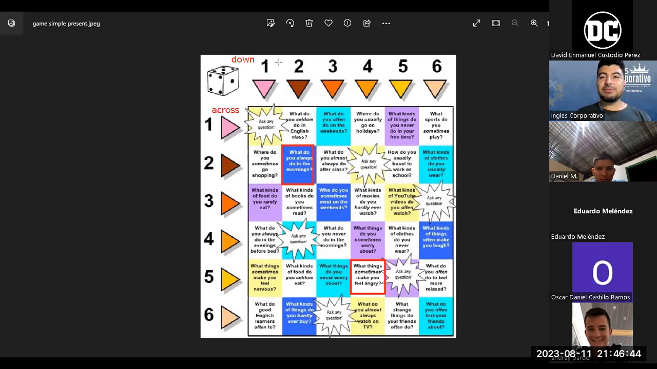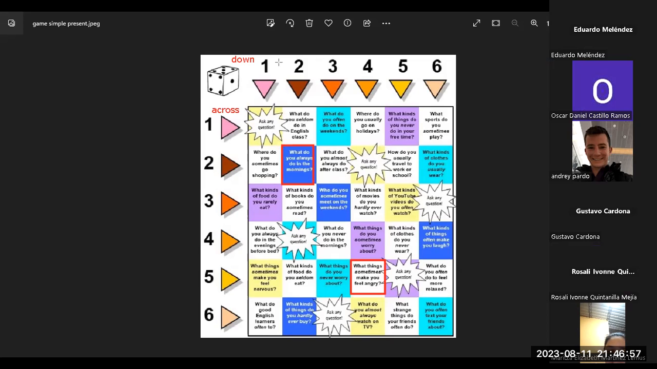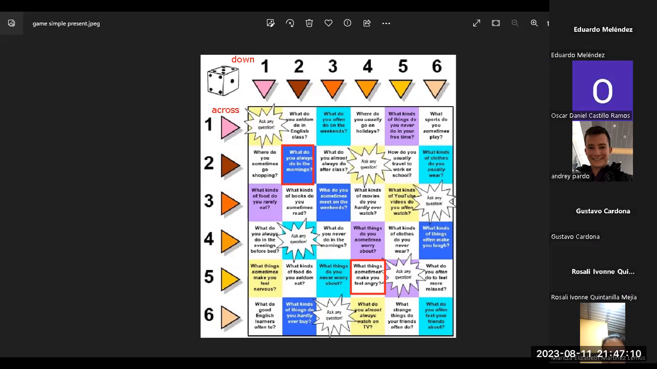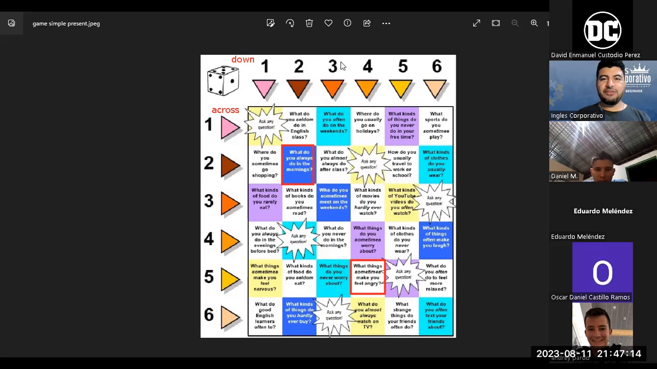Okay. Please select some other participants. We can have Daniel, Eduardo, Oscar, Daniel, Gustavo, Maritza, Rosalie, I don't know, Luisa. Okay, Luisa, are you there? ¿O te me escondiste? Okay, una fácil, wow, a good one, okay. Down, okay. Across, okay, David. Four and six. I'm sorry, I can't see this part. Okay. Luisa, 4 and 6. Okay, good one.